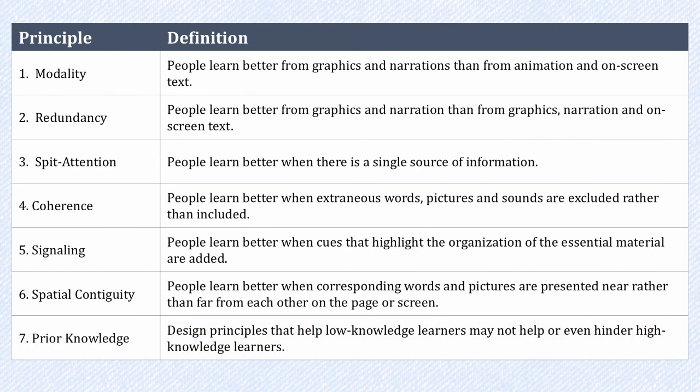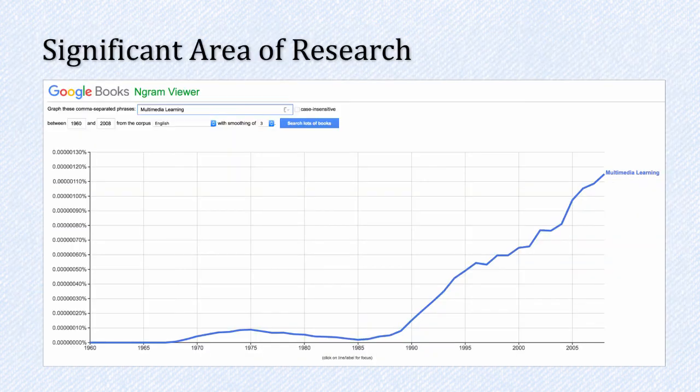So there you have it, 7 principles related to multimedia design. Now there are many more principles. Now I want to emphasize just how significant an area of research multimedia learning is. So here I used Google Books Ngram Viewer, and you can see really from about 1990 up to about 2008, which is where all the data that's available ends, the phrase multimedia learning has just skyrocketed. The number of occurrences has just gone up and up over the past 2 decades, and there's really no sign of that stopping. Now, I point that out for a couple of reasons.